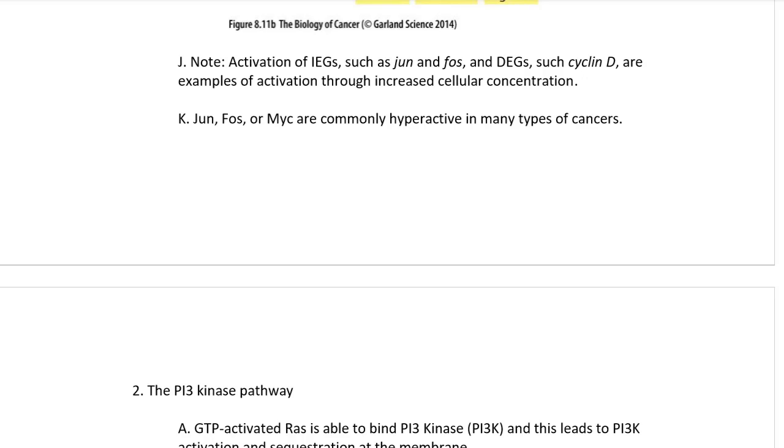Note, activation of IEGs such as Jun and FOS, and delayed early genes such as cyclin D are examples of activation through increased cellular concentration. Jun, FOS, or MYC are commonly hyperactive in many cancers. If you are interested in how these things go awry in malignancies, I recommend taking cancer biology, where we cover all these topics and more.